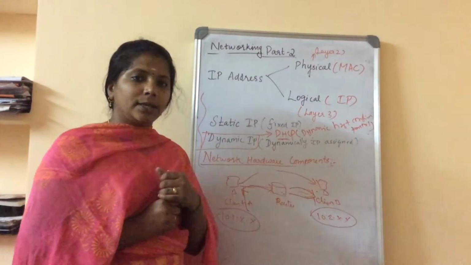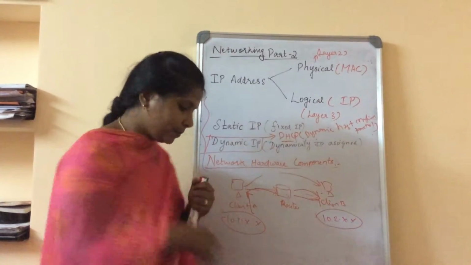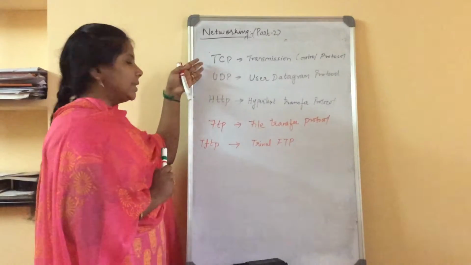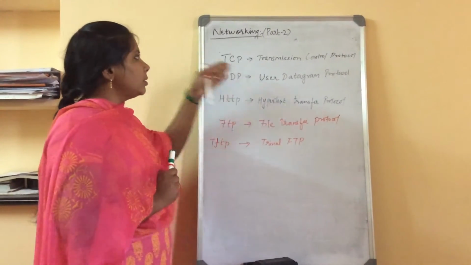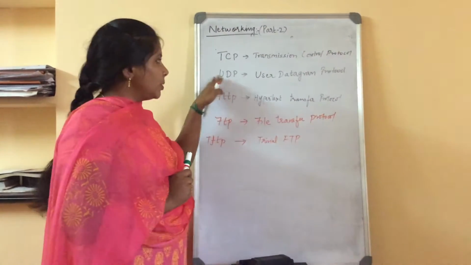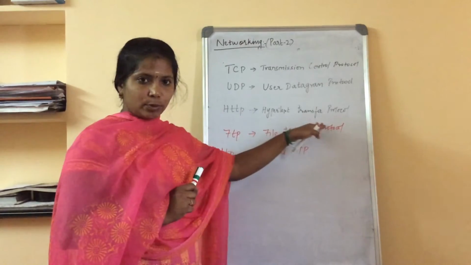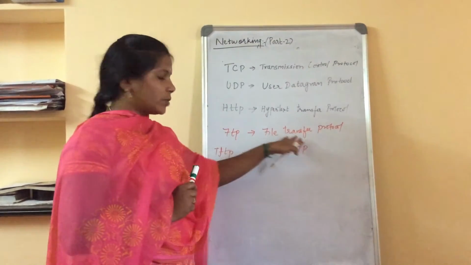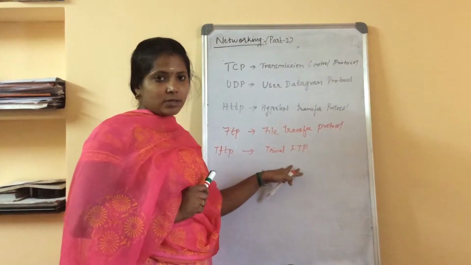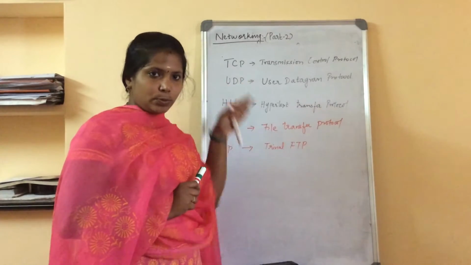Okay. Now next I will explain some protocols in all layers. Okay. Now we will see about some protocols. First is TCP. TCP is Transmission Control Protocol, and UDP is User Datagram Protocol. HTTP is Hypertext Transfer Protocol. FTP is File Transfer Protocol, and TFTP is Trivial File Transfer Protocol. I am going to explain a brief note on each protocol.